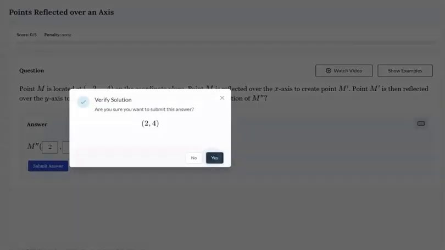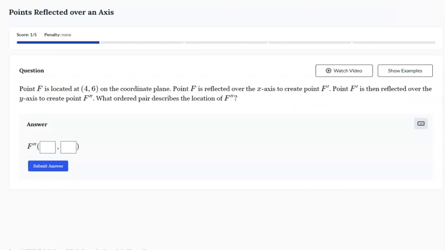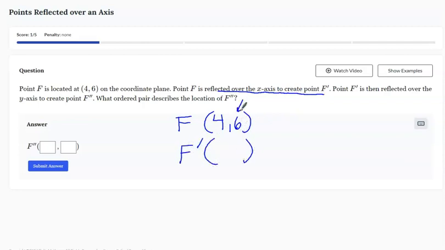And submit. Let's try this one more time. Point F is 4, 6. We want to take point F and reflect it over the x-axis. This will be point F prime. When you reflect over x, you change the y. Now I want to take this point and reflect it over the y-axis to become F double prime. When you reflect over y, you change the x. So our new coordinate will be -4, -6.